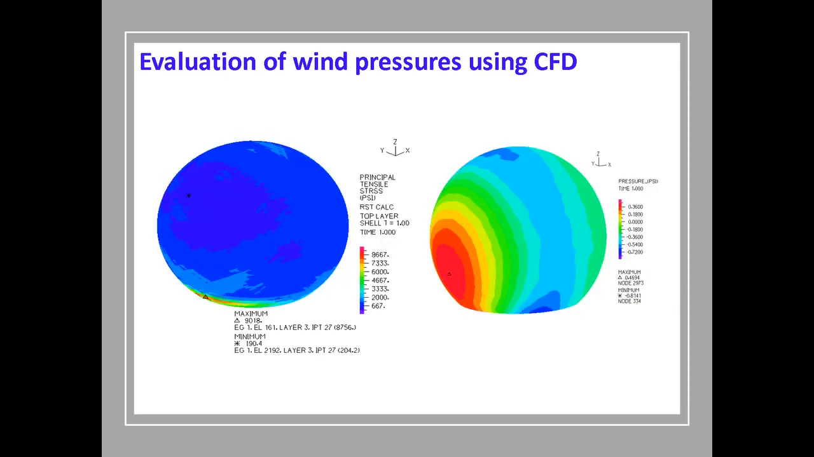The figure on the right depicts the distribution of wind pressures on the radome. The wind pressures as obtained from the computational fluid dynamics analysis are applied to the radome structure in a subsequent finite element stress analysis to estimate the maximum principal stresses, which are shown in the figure on the left.